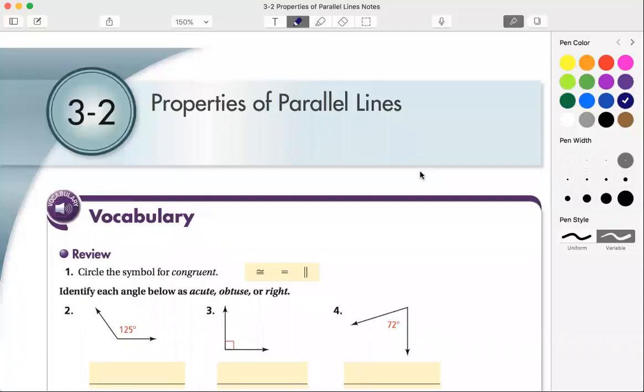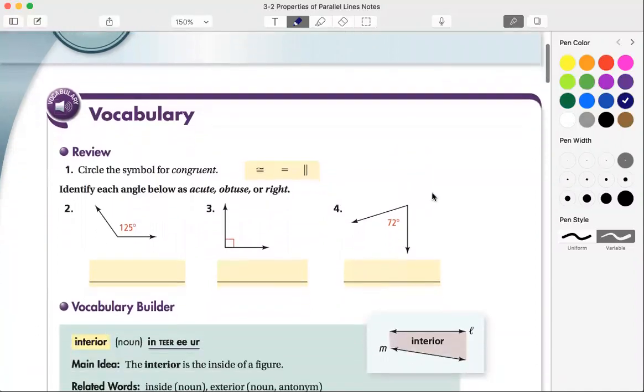All right, this is section 3-2, properties of parallel lines. Quick review. Which is the symbol for congruent? We're going to circle the symbol for congruent, and that is this symbol here.